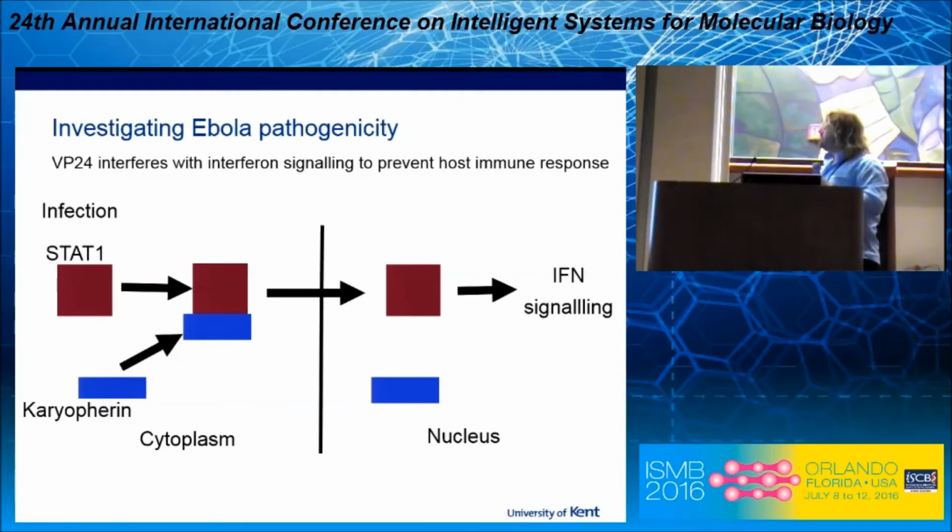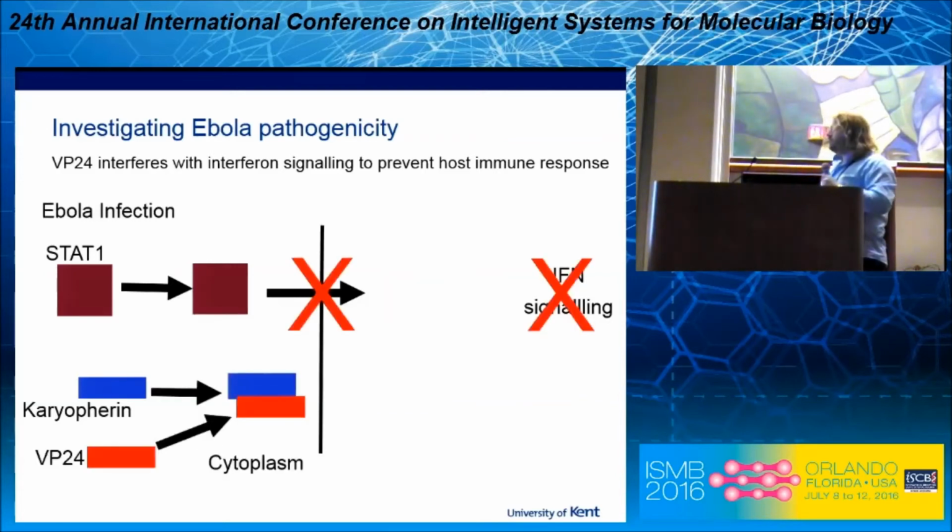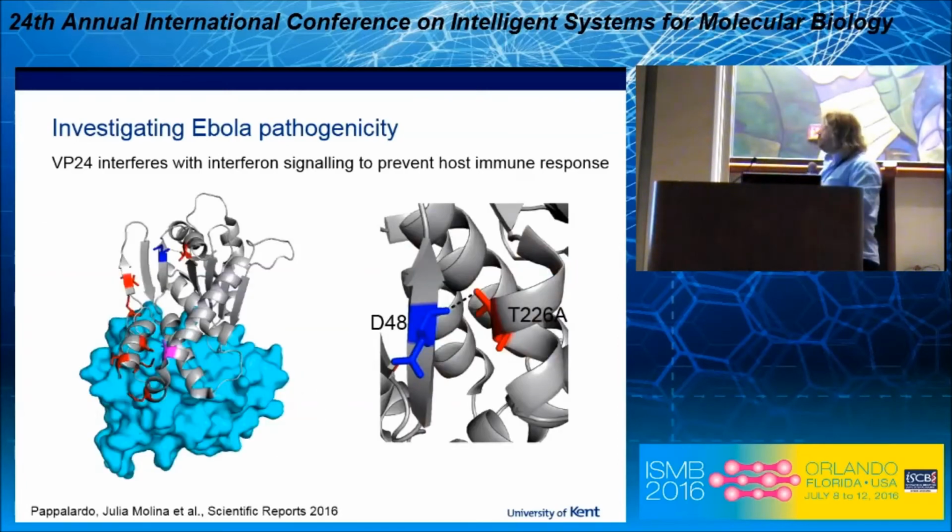In a standard infection, STAT1 would bind to karyopherin and it would be transported to the nucleus and we would get an interferon signaling response. However, when you have an ebolavirus infection, VP24 is known to bind to karyopherins and also possibly to STAT1, and by doing this prevents the transport of STAT1 into the nucleus and therefore prevents the host immune response. So when you have the ebolavirus infection, you're unable to have the immune response that your body would want.